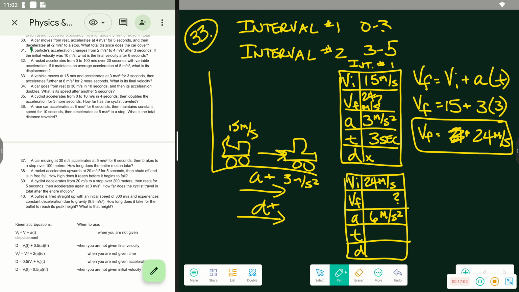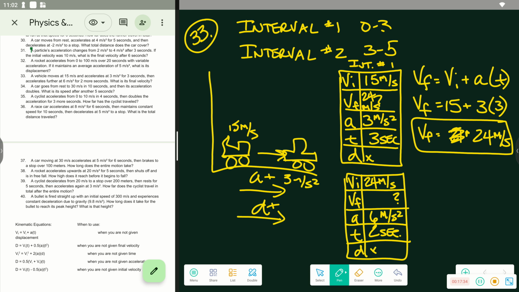What's the time of interval 2? 2 seconds. Displacement doesn't matter, because it was 2 more seconds. All right, so again, what are we solving for? What's it asking for? It's asking for the final velocity.